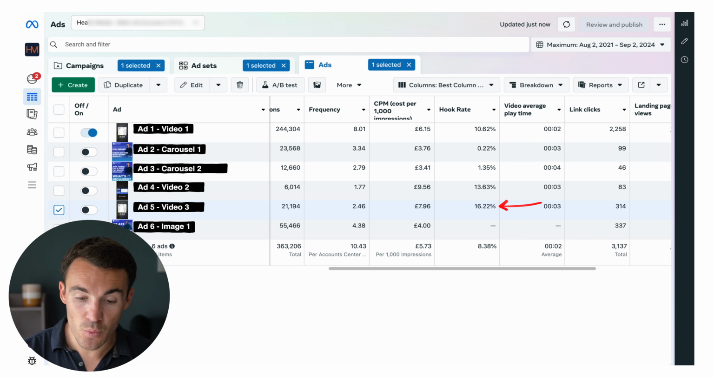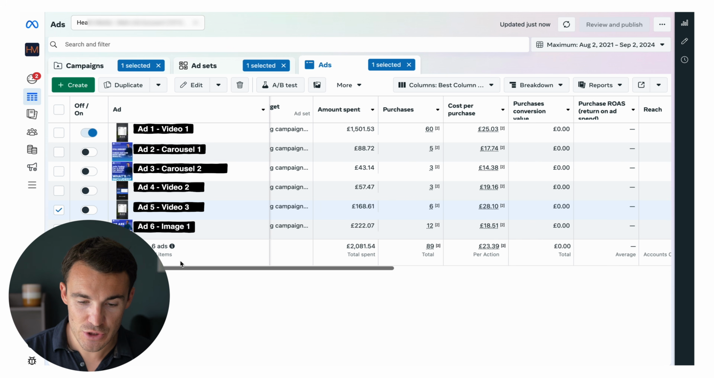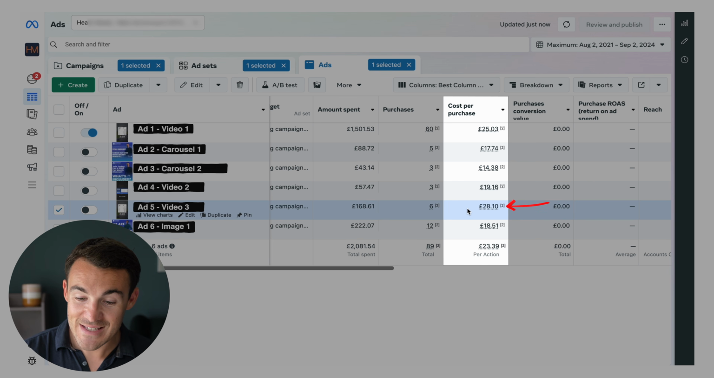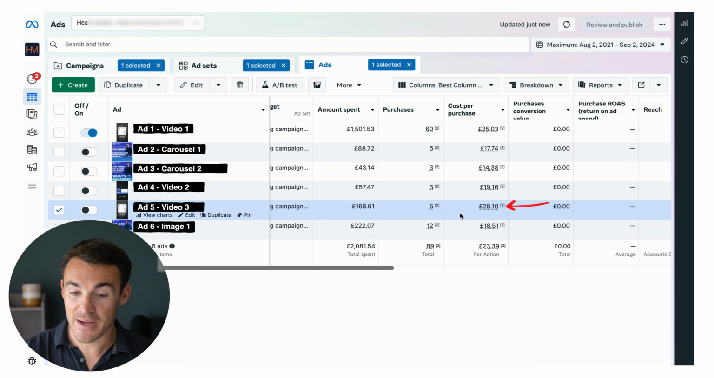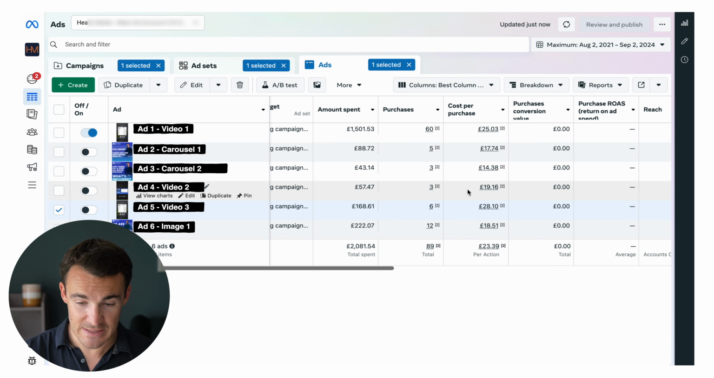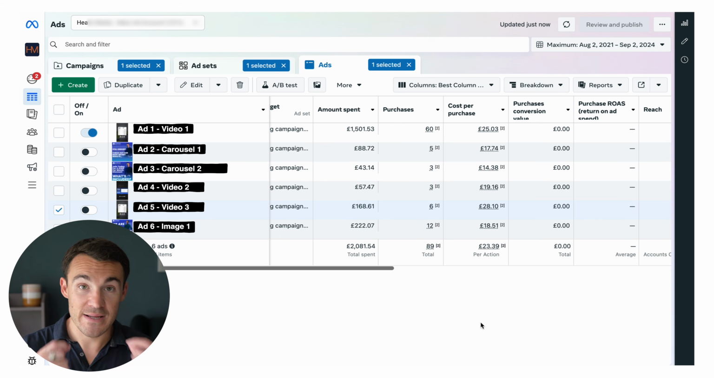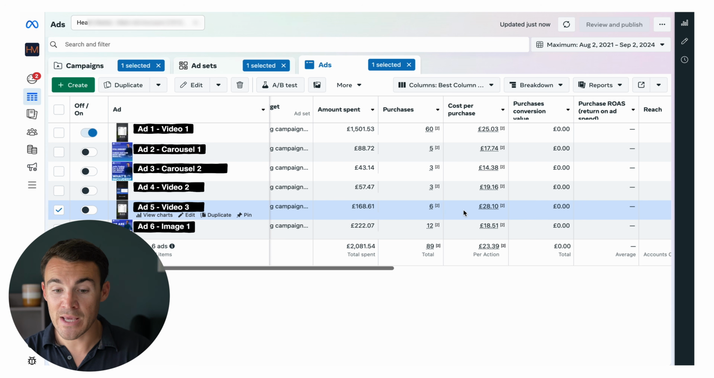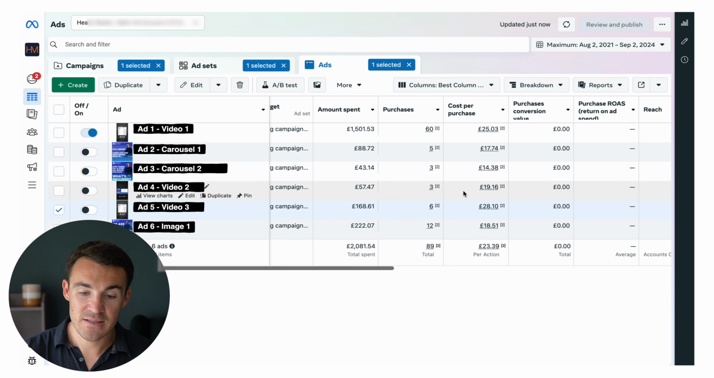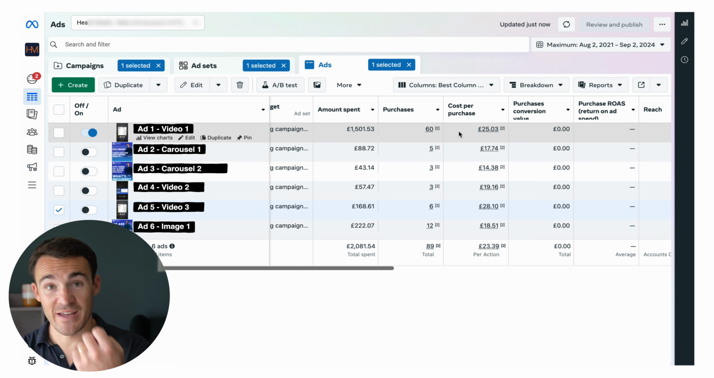Now, interestingly though, when you scroll over and we look at the cost per purchase, this ad is not actually performing as well when it comes to cost per purchase. It's £28 versus 25 for this one up here and 19 for this one here, although that only generated 3 purchases, so it's not much data. So what that might tell us in this sort of scenario is, okay, this ad here is doing the best job of hooking people, but this ad and this ad are doing a better job of getting people to convert.